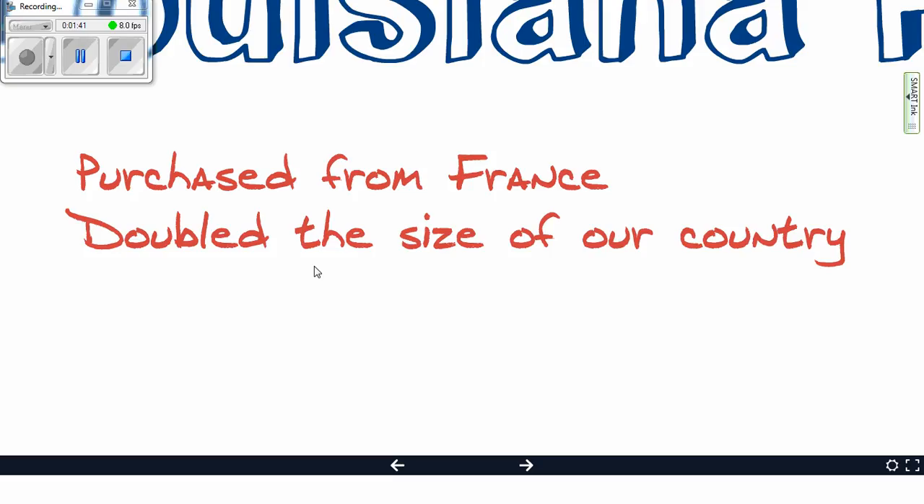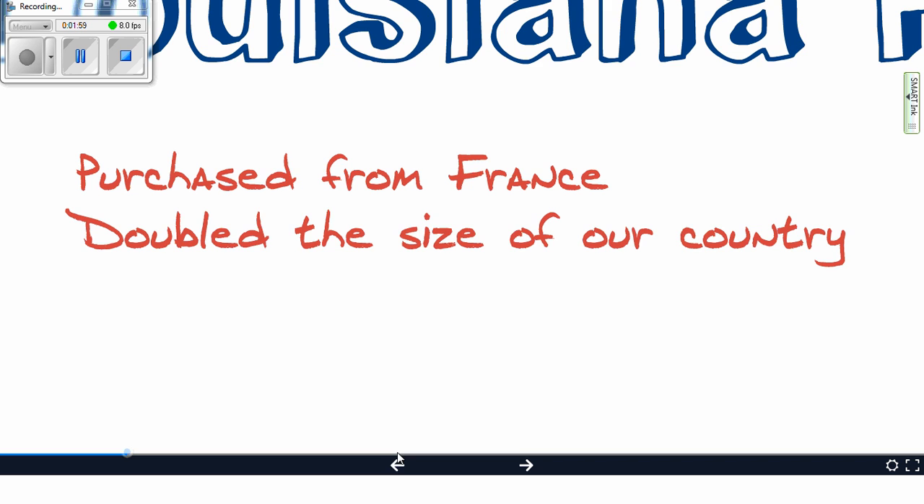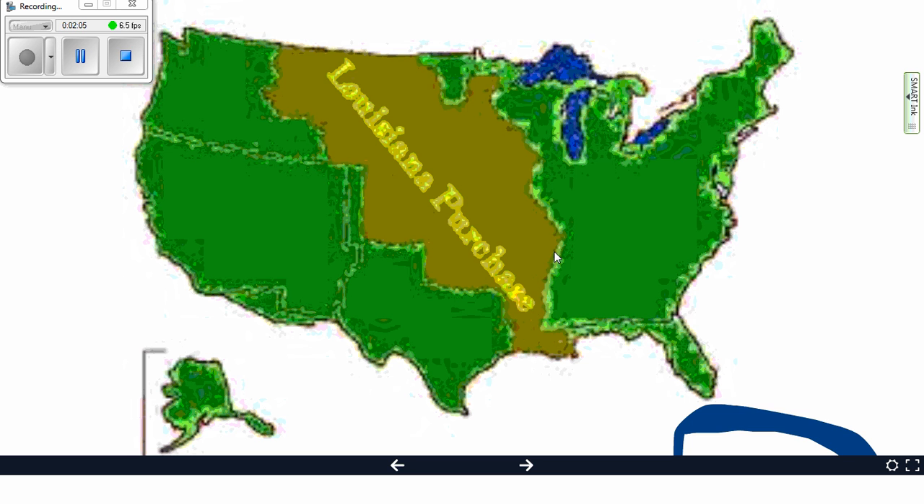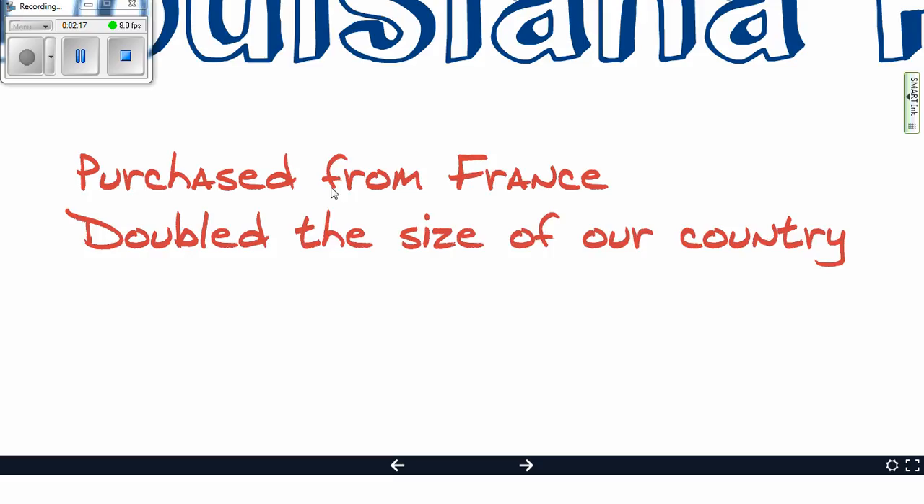Napoleon was in charge at the time. He was emperor, and he wanted to take over Europe. To do that, he needed a lot of money to finance his wars. When the Americans came to him, we actually came to him to buy New Orleans, which sits right down here. We wanted to buy the area around New Orleans so we could use the Mississippi River. He said to the delegates, why don't you just take all of it? And so we bought the entire Louisiana Purchase, and it doubled the size of our country almost instantaneously.